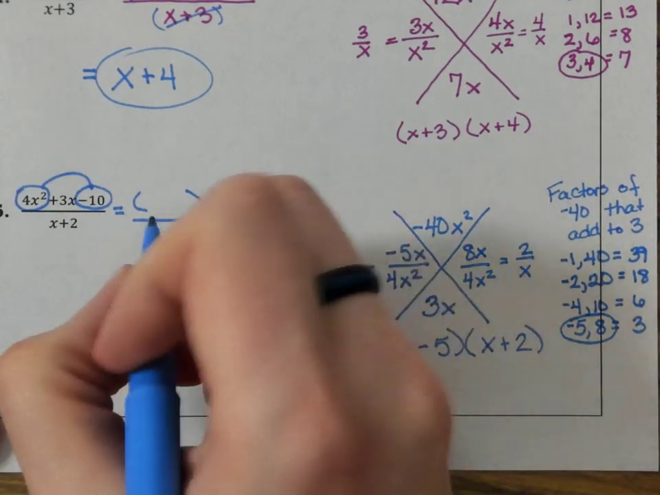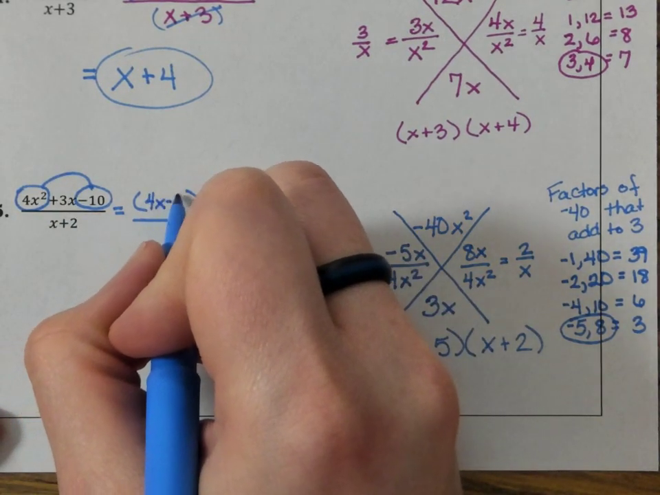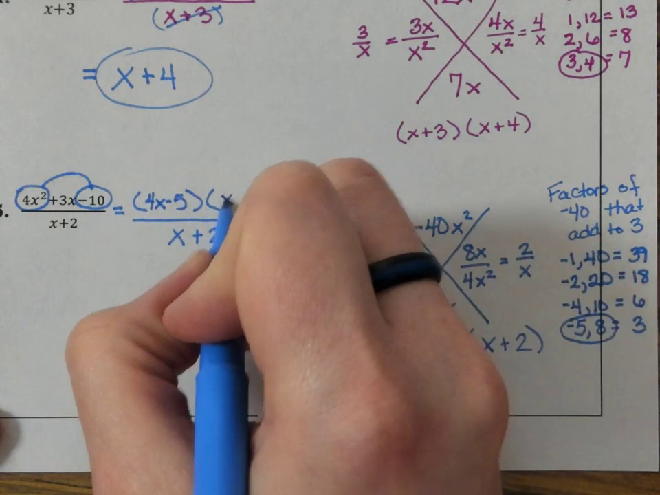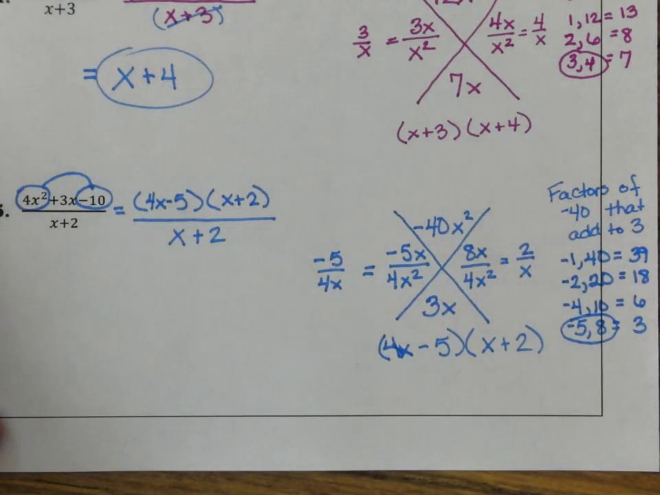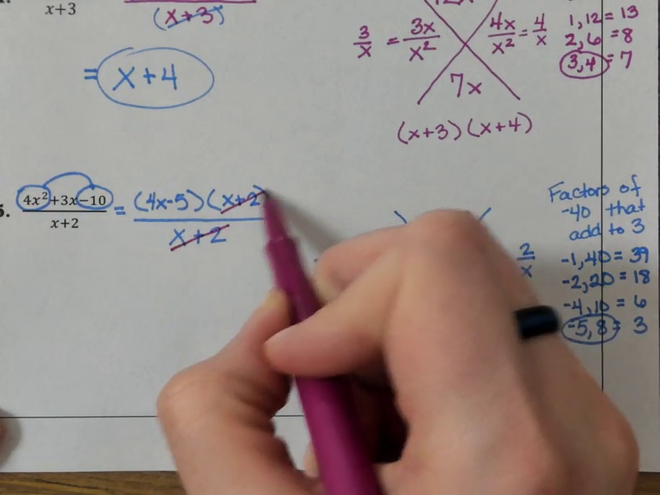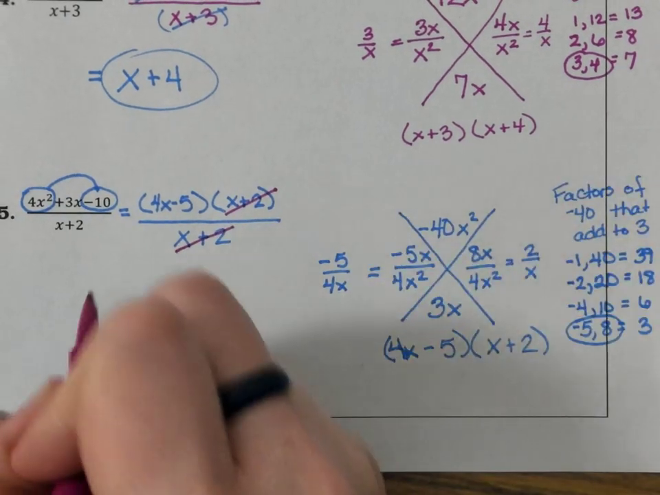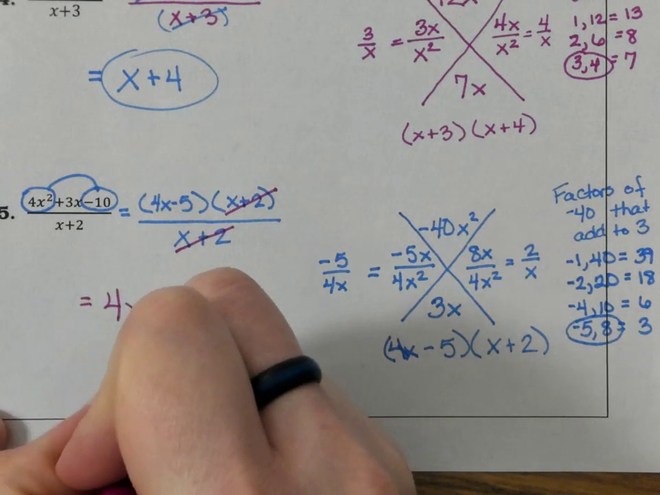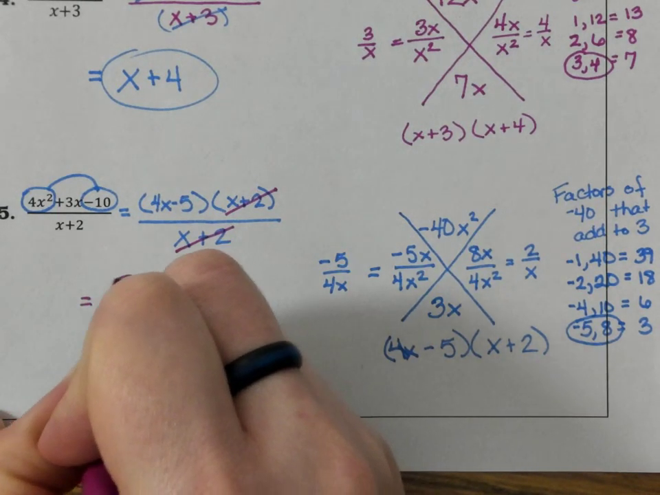So that's what I'm going to write up here. 4x minus 5 and x plus 2. And then I'm looking for the ones that match. So x plus 2 and x plus 2 cancel out. And my final answer is 4x minus 5.